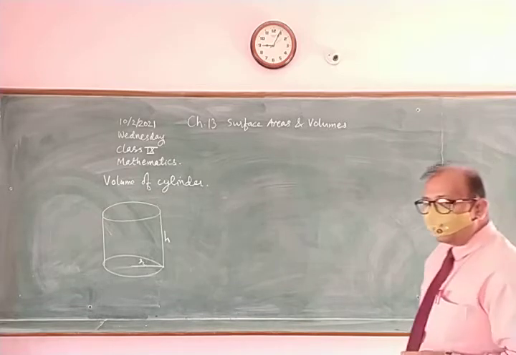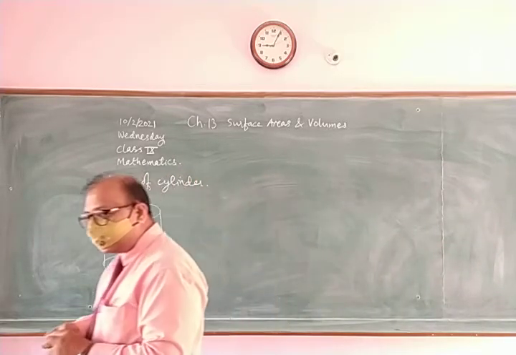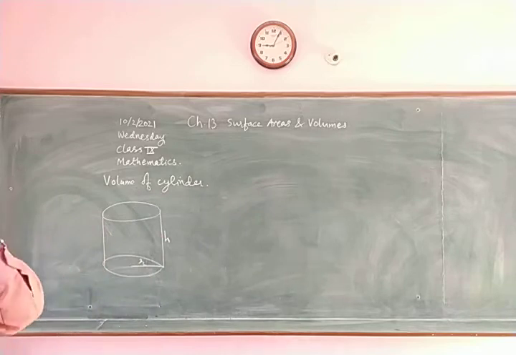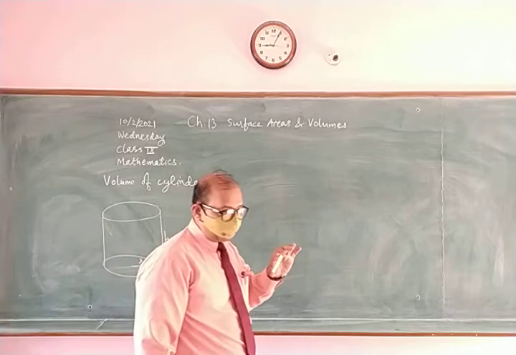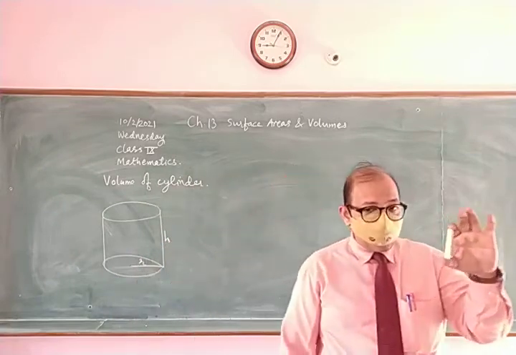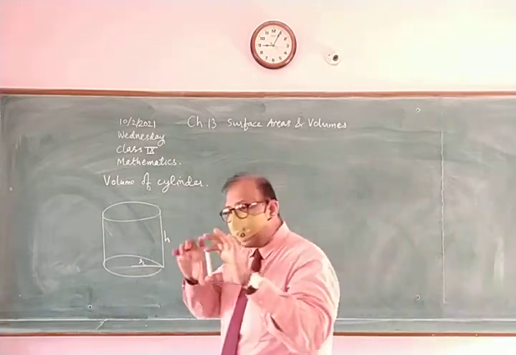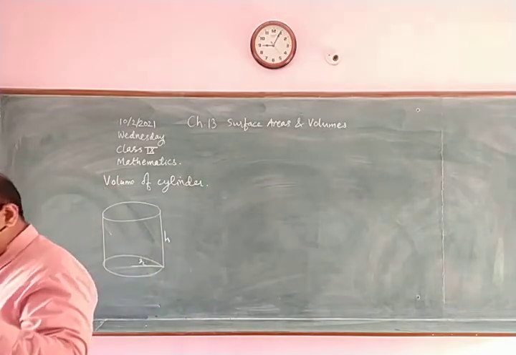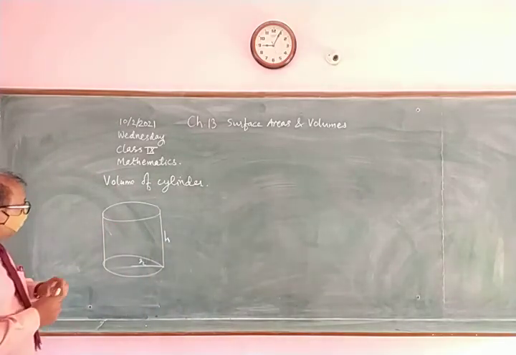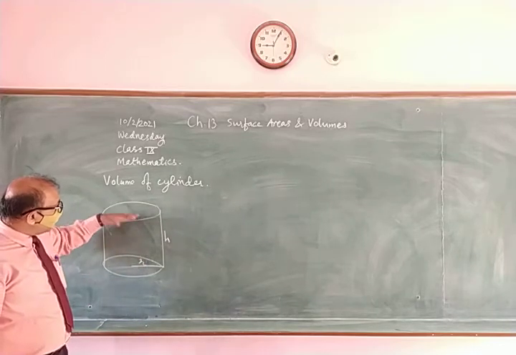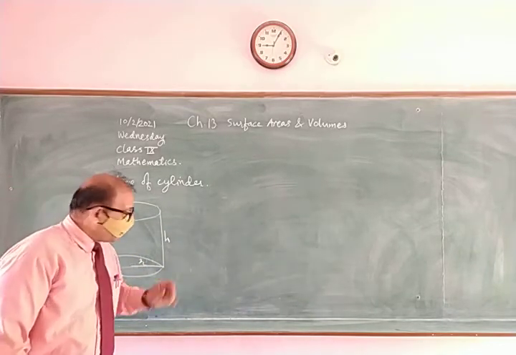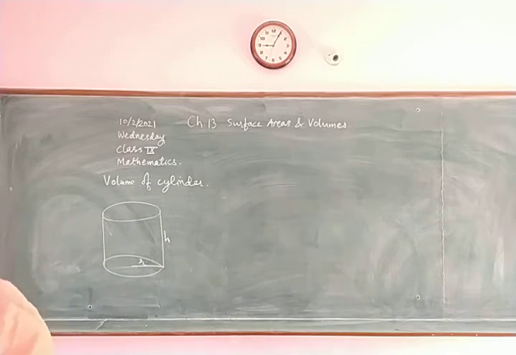Now we come to the volume of cylinder. You have seen the cylinder, right circular cylinder. We are talking about right circular cylinder, whose height and radius are perpendicular. Clear? Now, in this cylinder, we will find the volume.